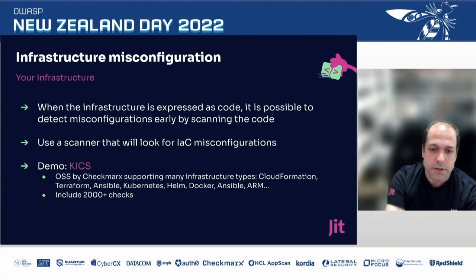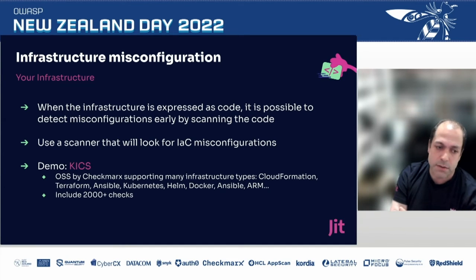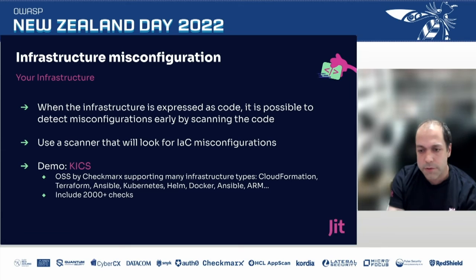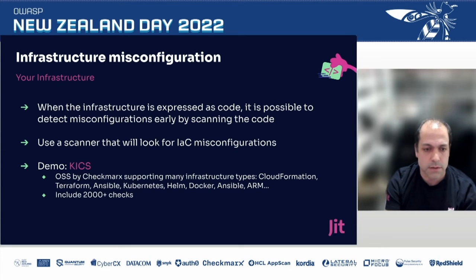For infrastructure, there's a very nice open source tool by Checkmarx called KICS. It has a lot of built-in rules. The rules are written in Rego. Rego is a policy language that is mainly leveraged by Open Policy Agent, which is another open source tool.